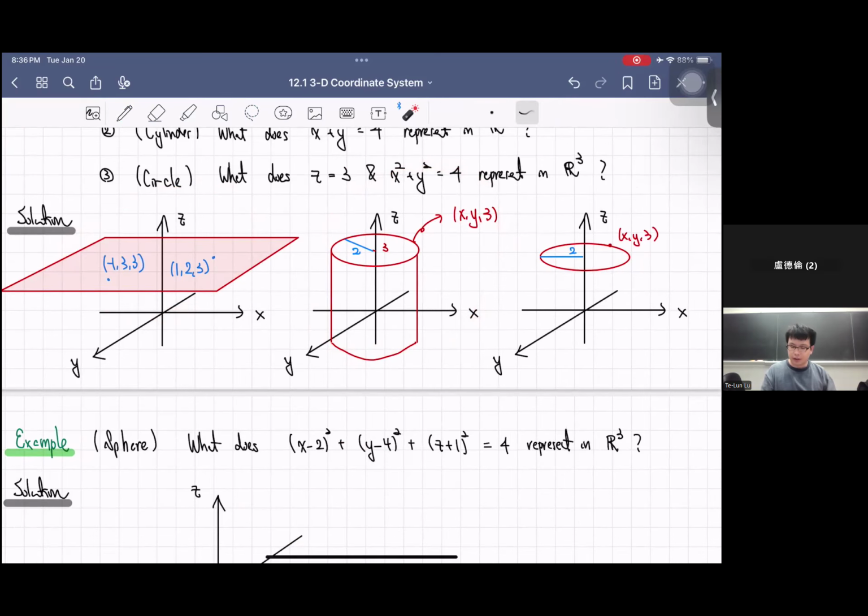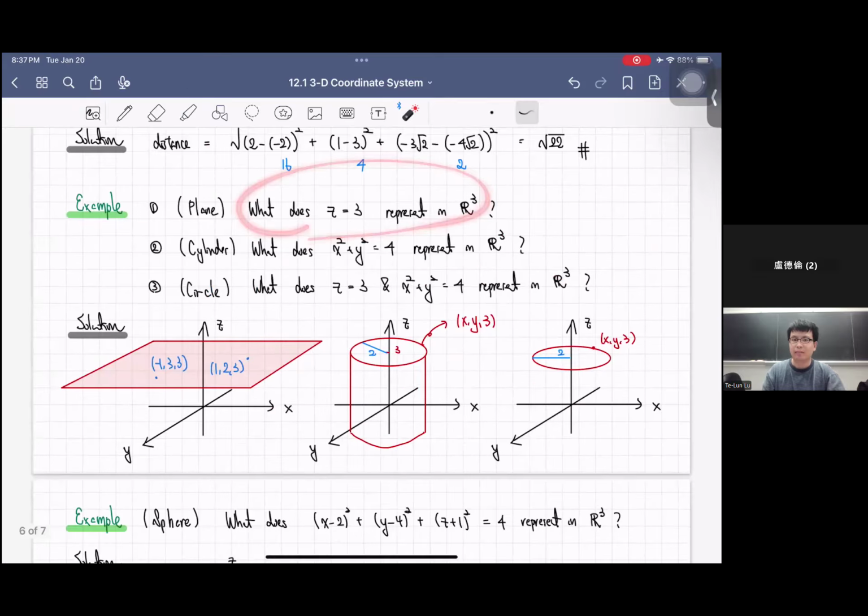Okay, so this cylinder is infinite in length. You can have a height of 2, a height of 100, a height of 10,000. But in this case, there's only one circle, where the height is 3 and the radius is 2. So the first object corresponds to a plane, the second object corresponds to a cylinder, and the third object corresponds to the intersection between a cylinder and a plane, which is a circle. Imagine that you cut a cylinder in half, then you get a circle, right?